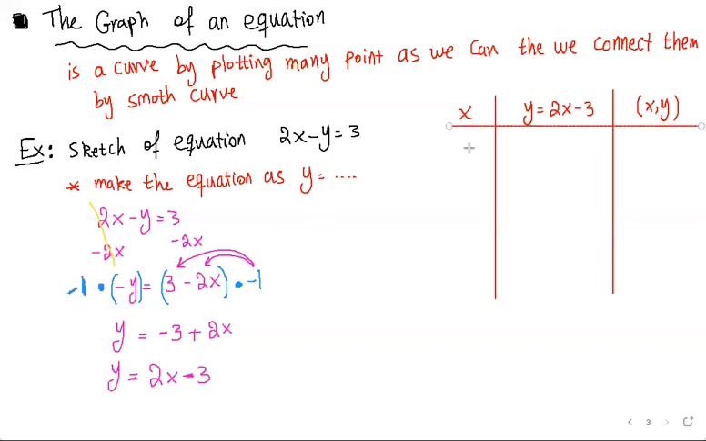Which points do you want to use? 0, 1, and 3. I'm going to use the negatives too. Give me negative numbers: -2, -1, 0, 1, and 2.